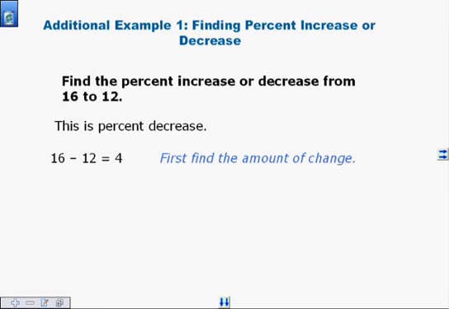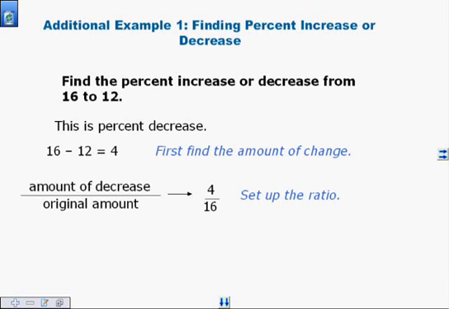First, we're going to find the amount of change. 16 minus 12 equals 4. Now we're going to set up our ratio. Remember, percent of change equals the amount of change, which is 4, over the original amount, which was 16. So our ratio is 4 to 16.